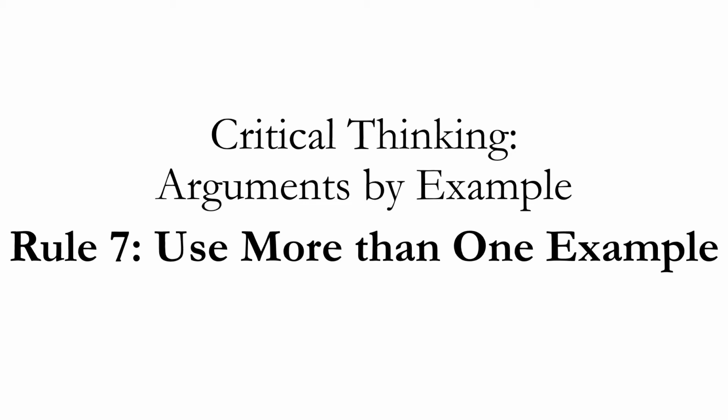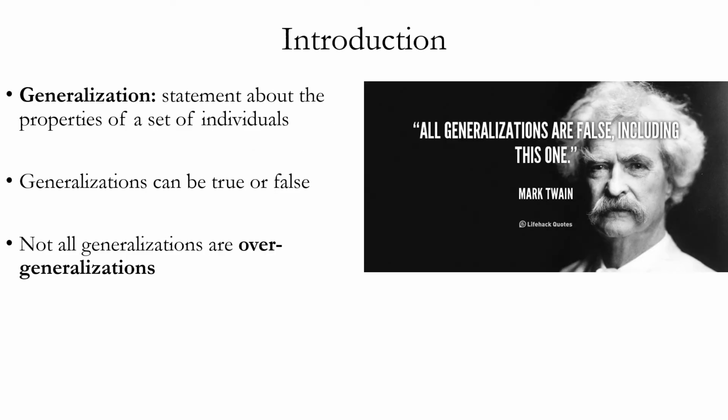Critical Thinking Rule 7. Use more than one example. This is first in a series of videos about arguments by example. A generalization is a statement about the properties of a set of individuals. There's a widespread misconception that all generalizations are problematic, but generalizations can be true as well as being false.